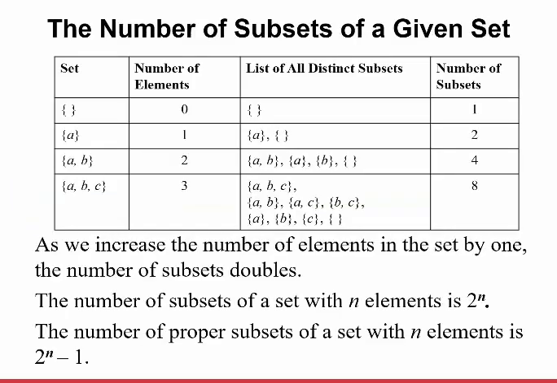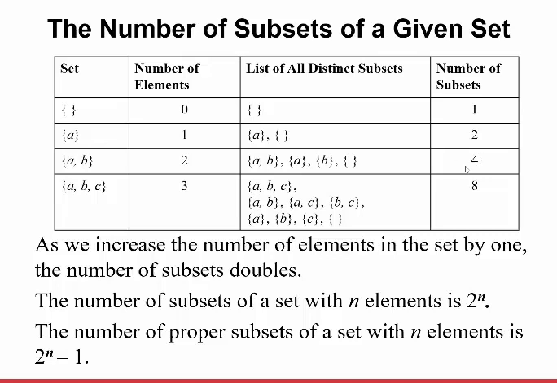Okay, so let's talk about the number of subsets for a given set. If you have the empty set, the number of elements in it is 0. List all the distinct subsets. Well, that's just the empty set itself, so there's one subset. You have the letter A, the set that just contains A. The number of elements in that is 1. The distinct subsets are A itself and the empty set, so there are 2. If you have the set {A, B}, there are 2 elements in it, and the subsets are the set itself, {A, B}, the set of just A, the set of just B, and don't forget, it's always the empty set.